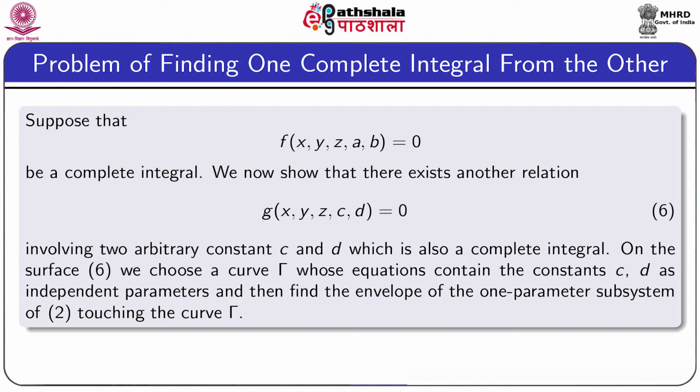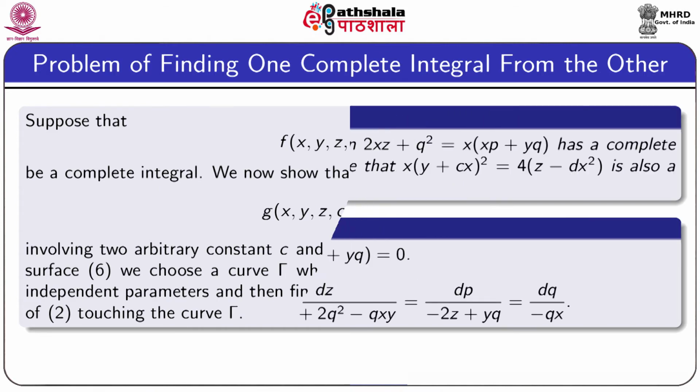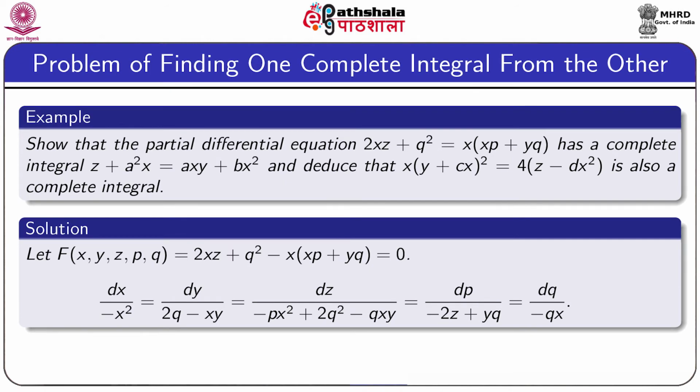Now, we illustrate this idea taking one simple example. Suppose we have a partial differential equation 2xz plus q square equals x into (xp plus yq). We have to show that it has a complete integral z plus a square x equals axy plus bx square, and from that we have to derive that x into (y plus cx) whole square equals 4 into (z minus dx square) is also a complete integral of the given equation.